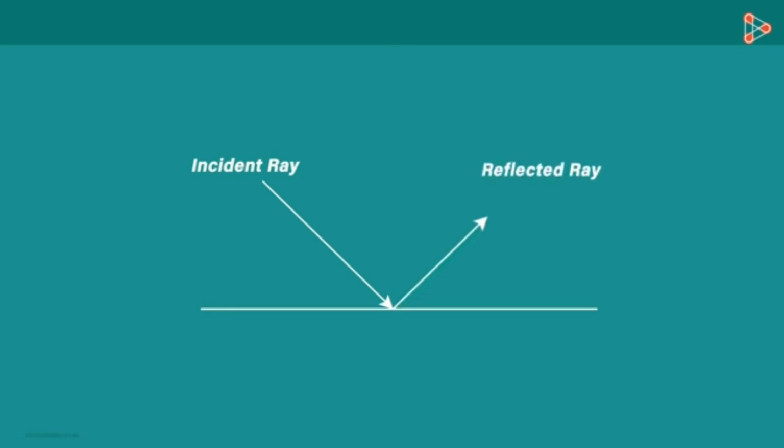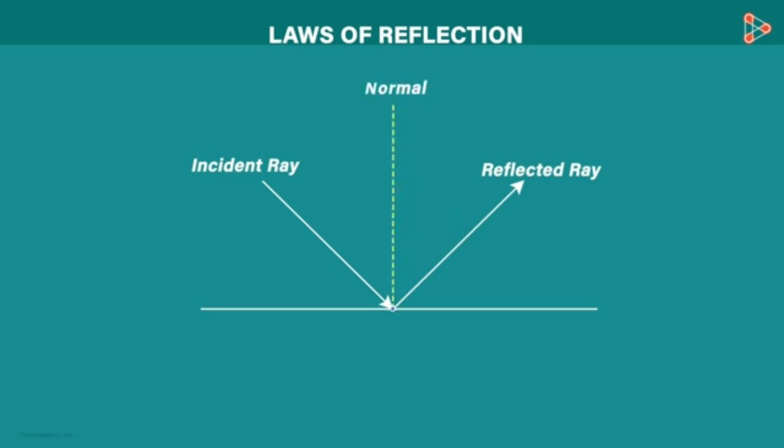Consider this plane surface. Suppose one of the rays of light from the bulb strikes at this point. This is called an incident ray. We know that this surface will reflect this ray, and the reflected ray will travel in this direction. Why only in this direction? Why not here or here? This is because rays of light obey certain laws of reflection when they strike any surface. Draw a perpendicular to the surface at the point of incidence. This line is also called normal.